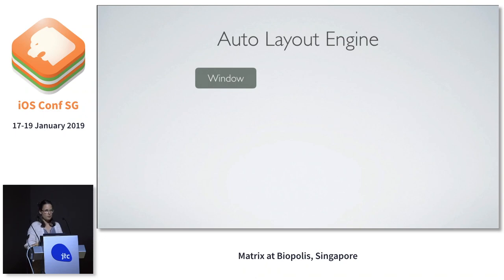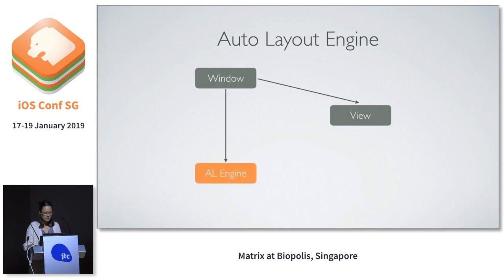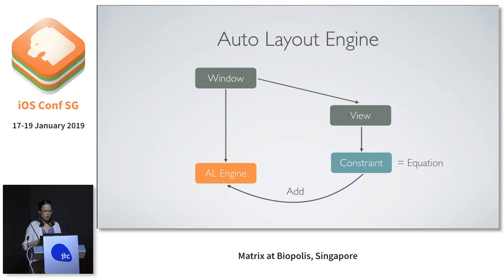Part of this whole process under these two phases is that one of the players here is the auto layout engine. So when trying to think about where the auto layout engine is, I'll show you that we have an application window, or we might have more application windows, actually, as you could learn from Paul this morning. A window can hold on to views, and the window also holds on to an auto layout engine instance. So when you define constraints for views, these constraints are getting added to the auto layout engine in the form of equations.